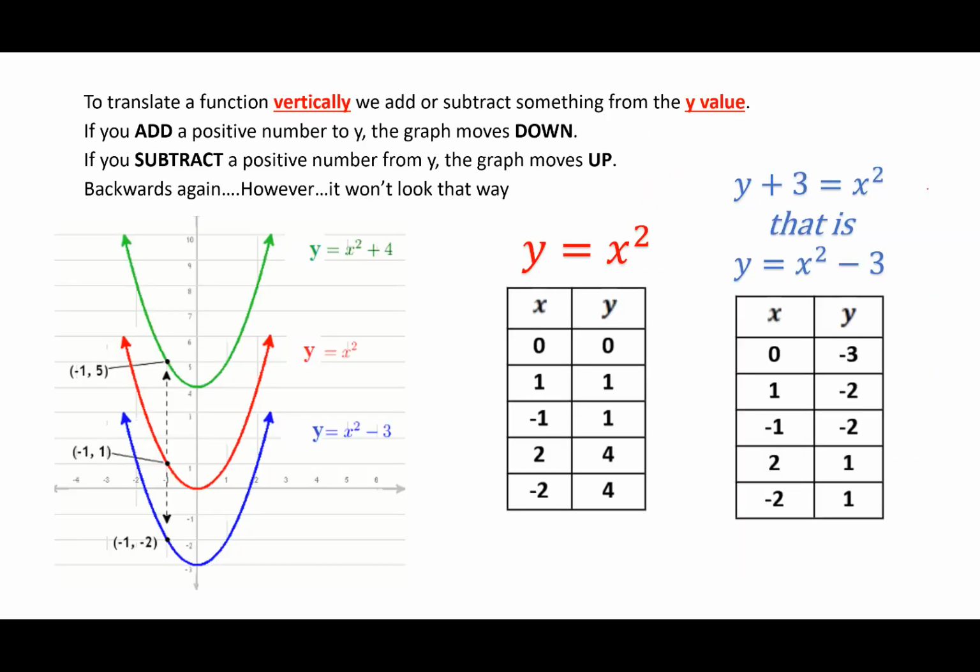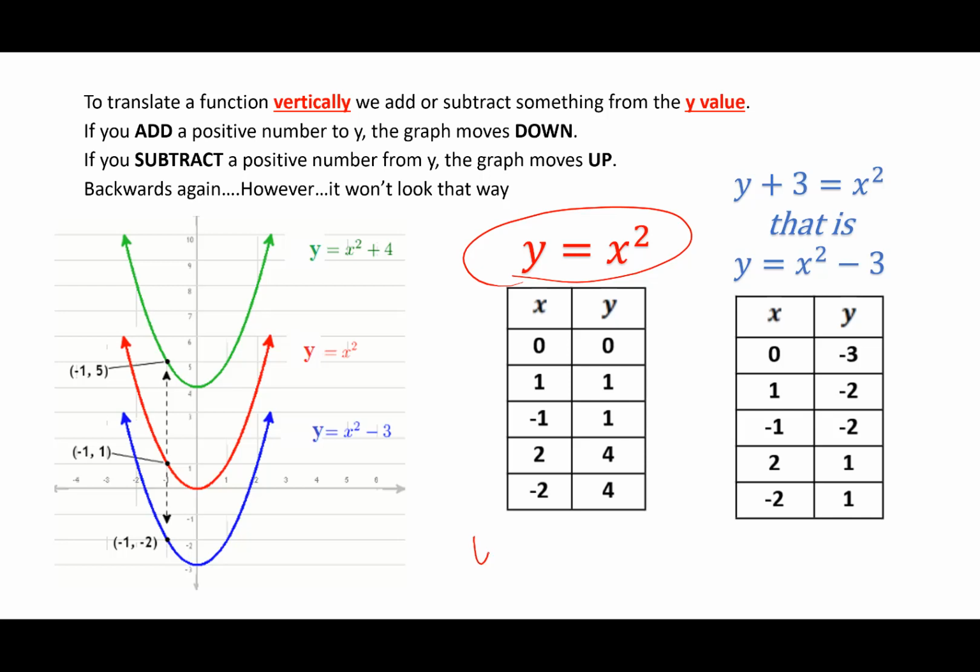All right, to translate a function vertically, we add or subtract something from the y value. It's the same rule. If you add a positive number to y, the graph moves down, not up. If you subtract a positive number from y, the graph moves up. All right, it's backwards again, but the problem is it's not going to look that way once you put the equation back the way it's supposed to look with y on one side and everything else on the other side. Because we always write functions as y equals something.